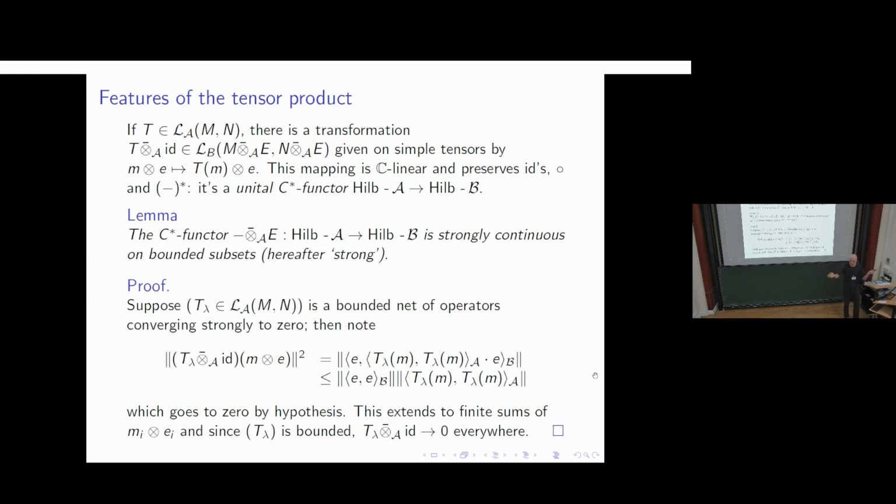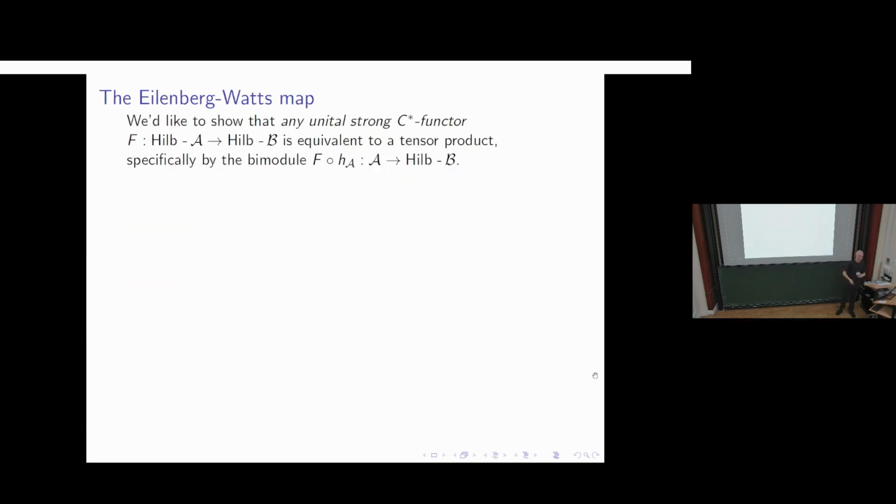Then you extend that to finite sums, and then the fact that your net of operators is a bounded net of operators lets you extend that to arbitrary elements of this thing. Because remember, this is a closure. It's not just given by sums of simple tensors, but the fact that you have a bounded net means that you can do that. Okay, so this is the distinguishing property of tensor product functors.